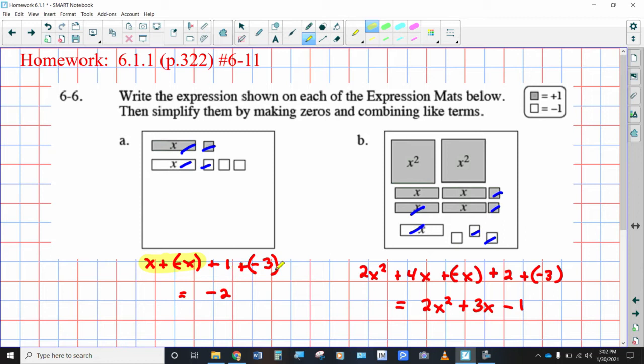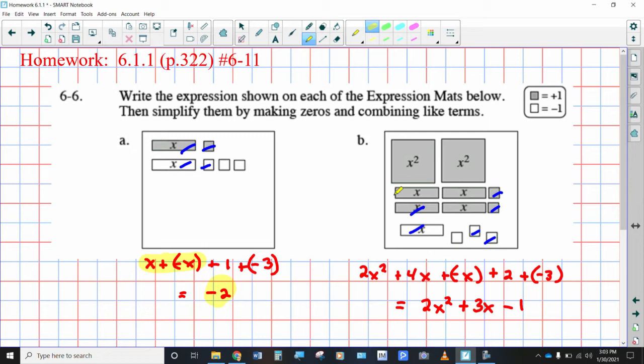And then here you've got integer operations. 1 plus -3 is -2, right? Because when you're adding two numbers with different signs, you take whatever sign of the greater number, and then you do a subtraction. So 3 minus 1 is 2, and you had more negatives than positives, so your answer will be -2. Here you got 2 x squareds, you got 4 x's, you got a negative x, 2 ones, and 3 negative ones all being added together.